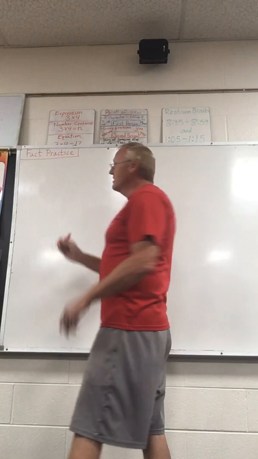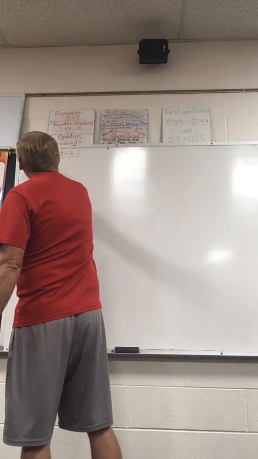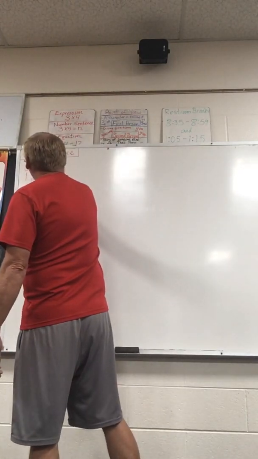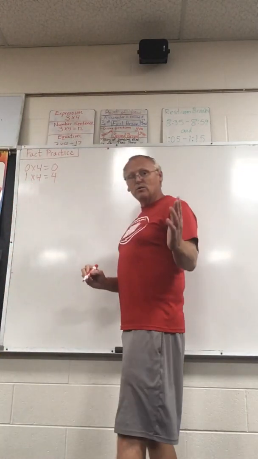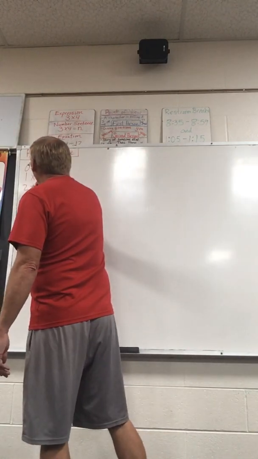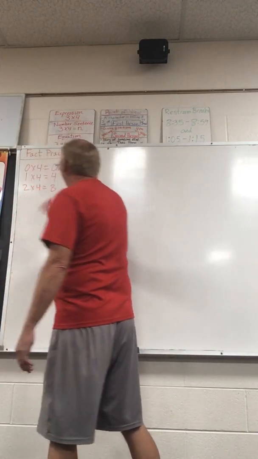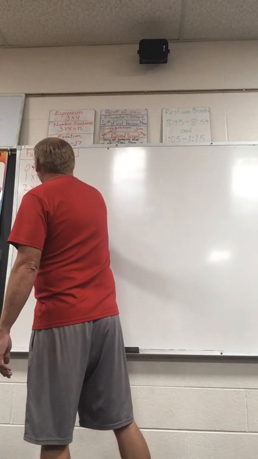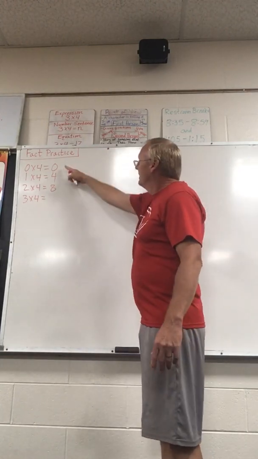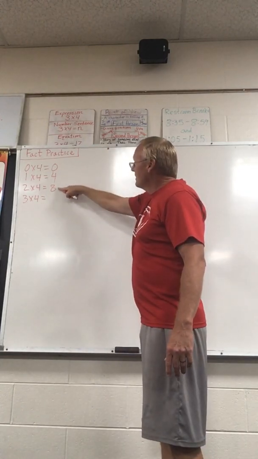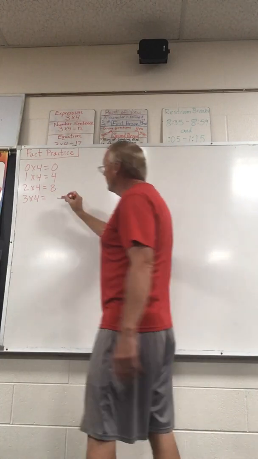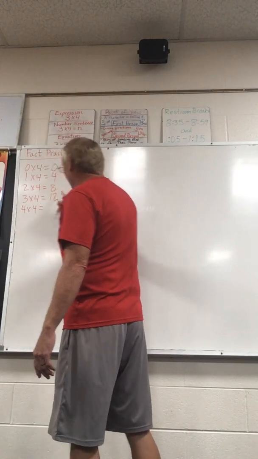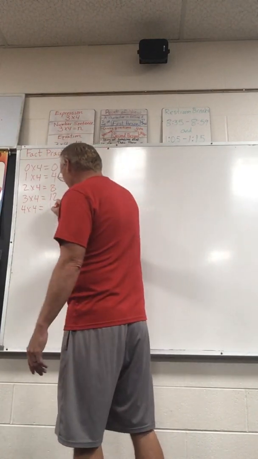Of course you start with 0 times 4. That equals 0. 1 times 4. That equals 4. 2 times 4. That equals 8. 3 times 4. Now if you don't know it, you can just follow the pattern. Plus 4, plus 4 more, plus 4 more from 8 would be 12. 4 times 4, plus 4 more, right? That would be 16.